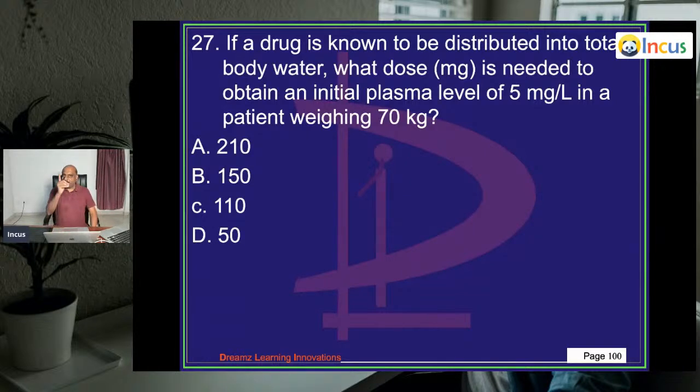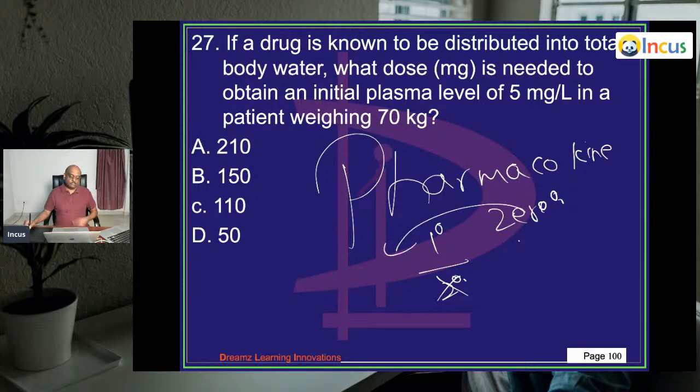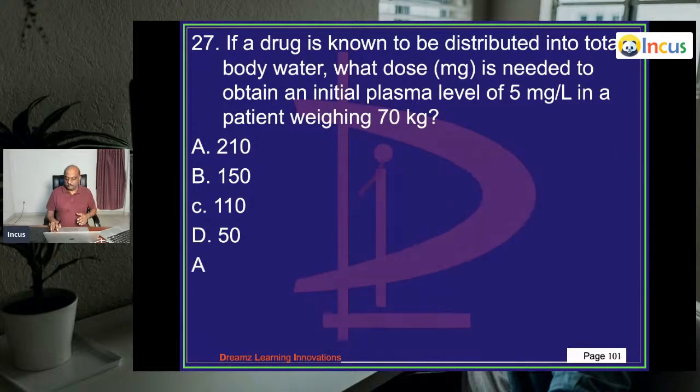This is a beautiful question. Once more I am telling you, pharmacokinetics: first order reactions, zero order reactions. Right? Then volume of distribution, half-life, bioavailability, all these things you have to be 100% sure. Loading dose, maintenance dose, all these formulas are very important, doctor.